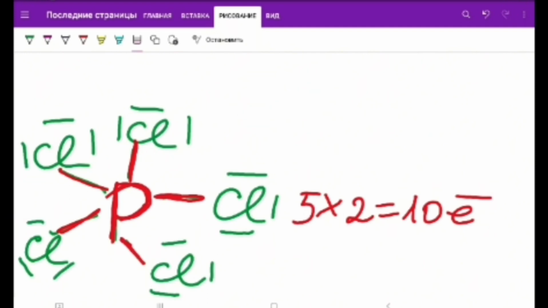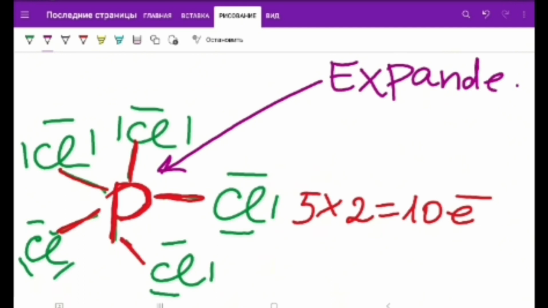In this case, here for phosphorus, we have an expanded octet. We have too many electrons, but there is also an empty 3d subshell, and we get more than 8 electrons around one of the atoms. It's called expanded octet. So this case is also possible.